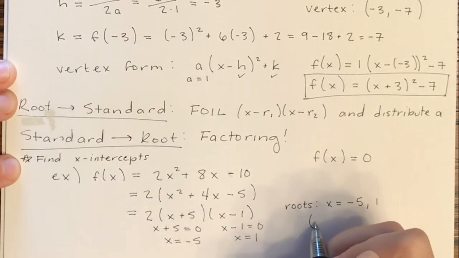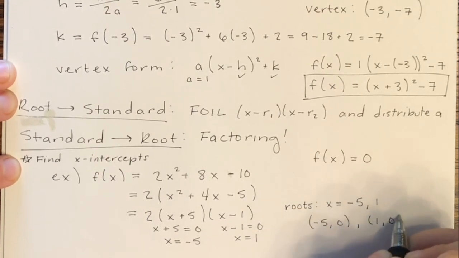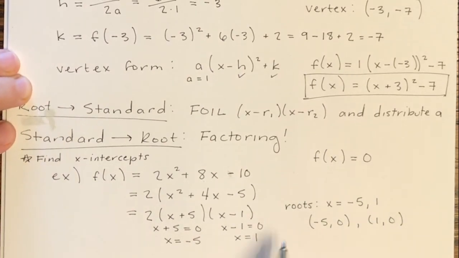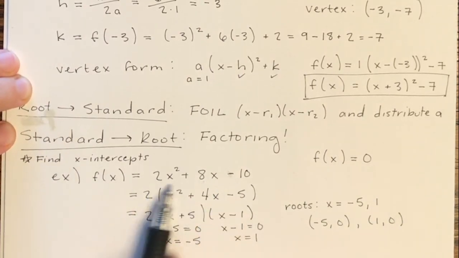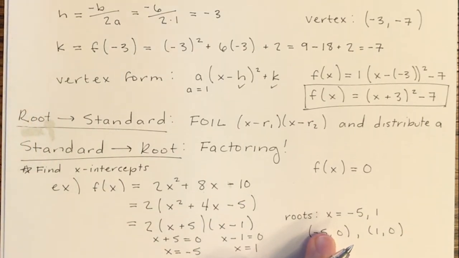Sometimes it'll ask for the roots in point form. We would just give them like this. Okay, so this is really nice, but what happens when we don't have such a nice function? What happens if we can't factor?